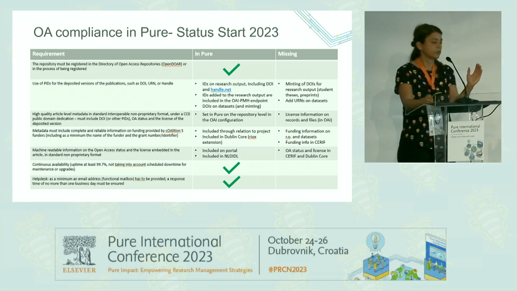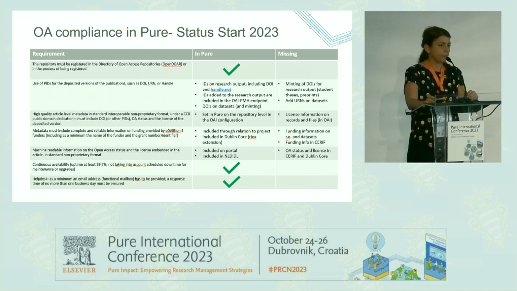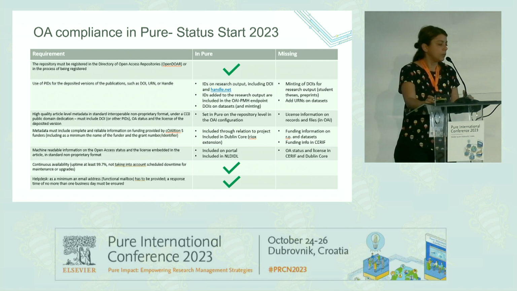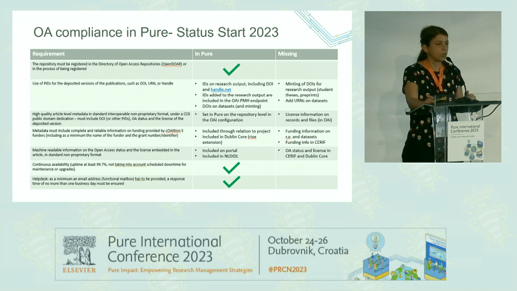What you see in the table, from when we started this year, is that the column in Pure shows the requirements and what functionality we already had in Pure that satisfies them. We already have support for OAI-PMH and different formats of OAI-PMH. We have persistent identifiers and some of this information. What you see on the right is things that were still not available in Pure.